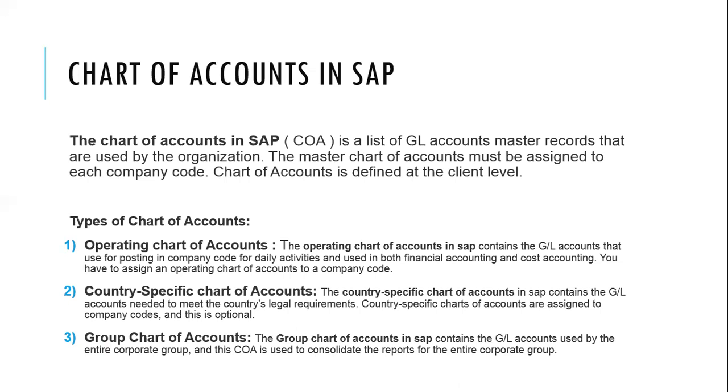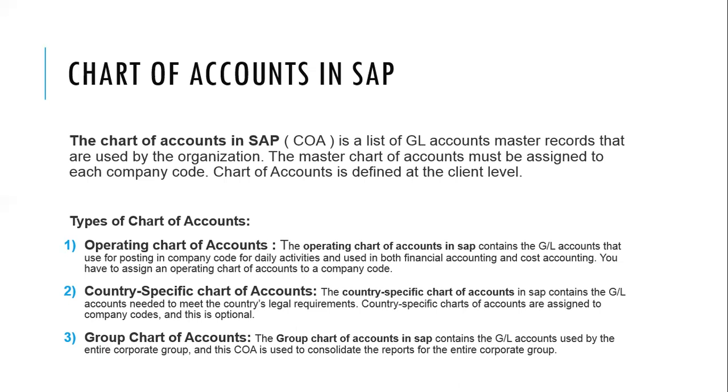And the group chart of accounts, with the word group, of course, it's if you have a company that has sub companies. The group chart of accounts is the account that is used for consolidating the sub charts of accounts at the sub company code level. So it's used basically for consolidation, and it's used by the corporate group. So these are the types of chart of accounts we have in SAP.